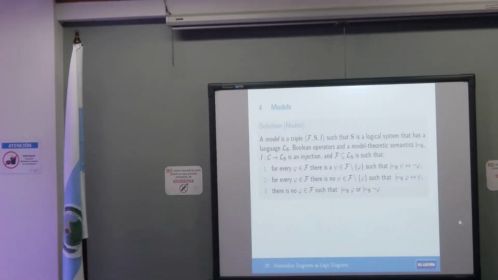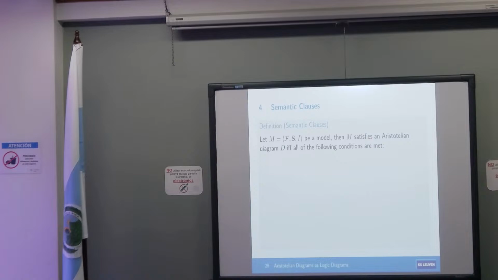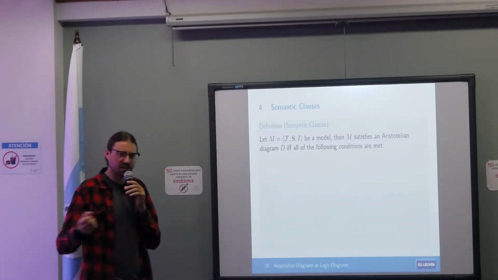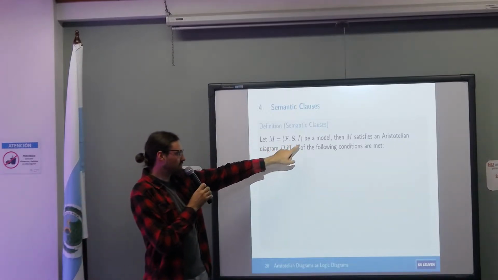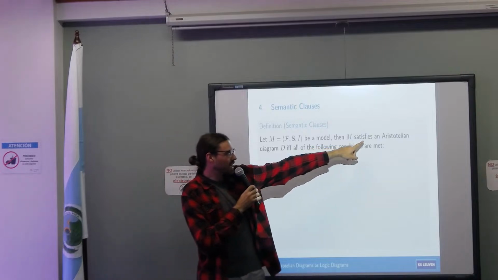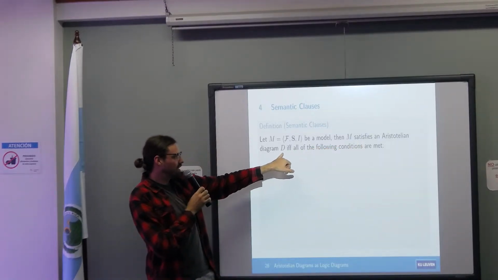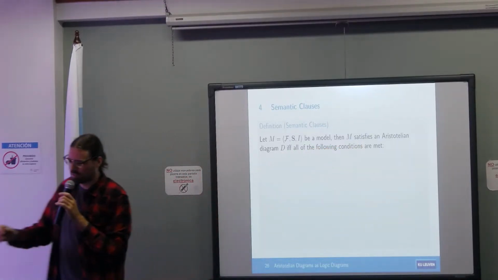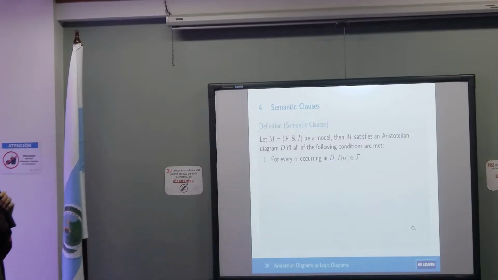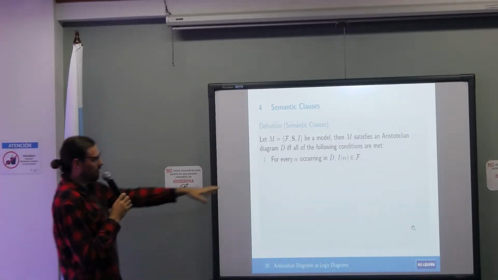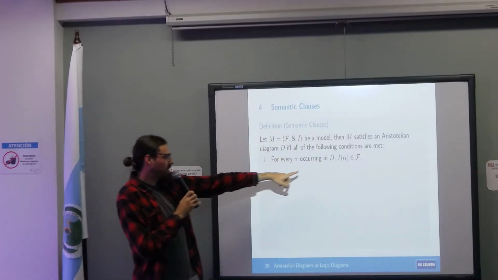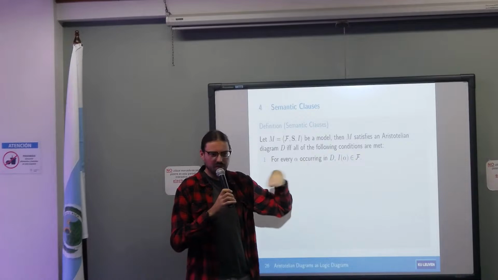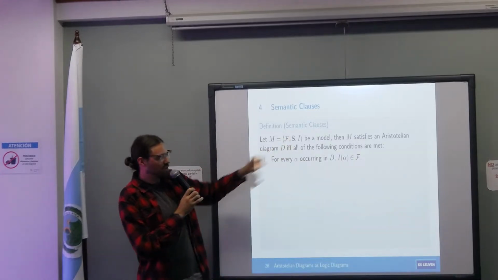So this is a model. Then, of course, next to a model, we need some semantic classes, some way of interpreting our formulas. In this case, our well-formed formulas are the diagrams on a model. So let M be a model. Then M satisfies an Aristotelian diagram B if and only if all of the following conditions are met. And these conditions are as follows. So for every alpha according to B, for every formula constant that you see in the diagram, the interpretation of alpha is an element of the fragment of our model.